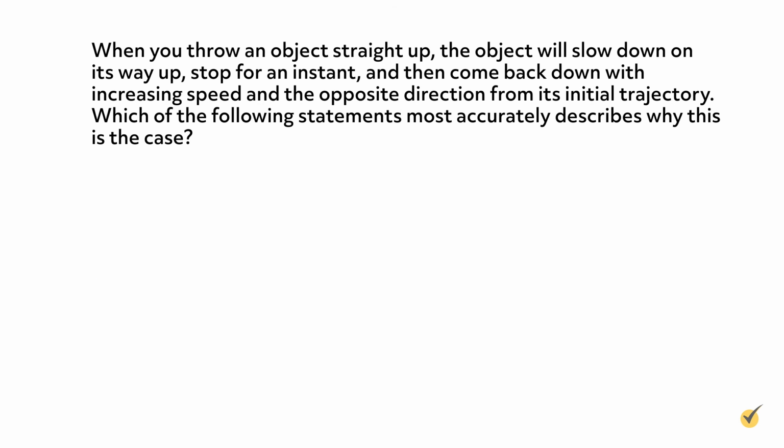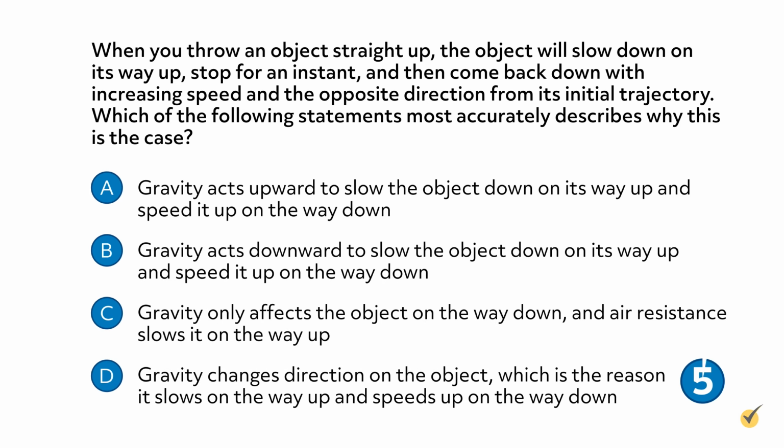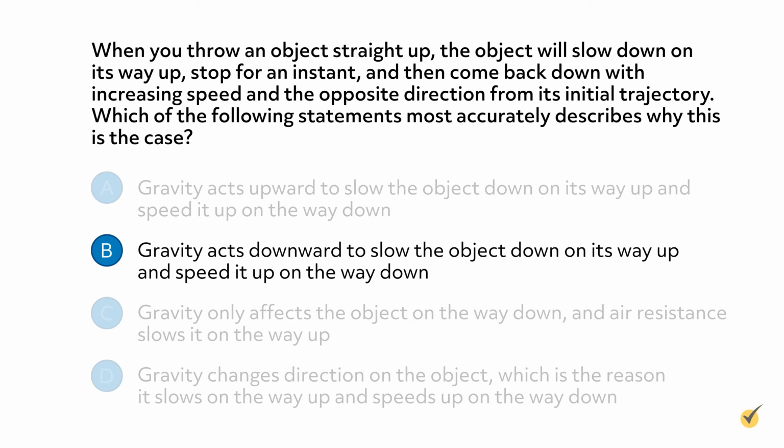Number 2, when you throw an object straight up, the object will slow down on its way up, stop for an instant, and then come back down with increasing speed in the opposite direction from its initial trajectory. Which of the following statements most accurately describes why this is the case? The correct answer is B.